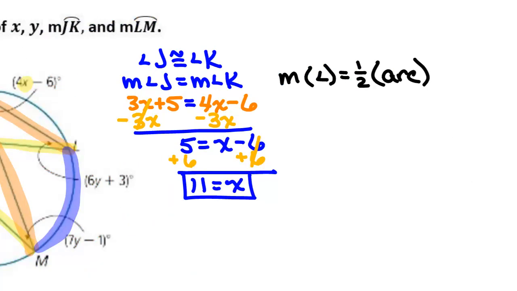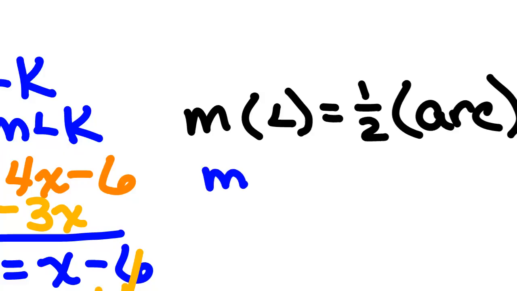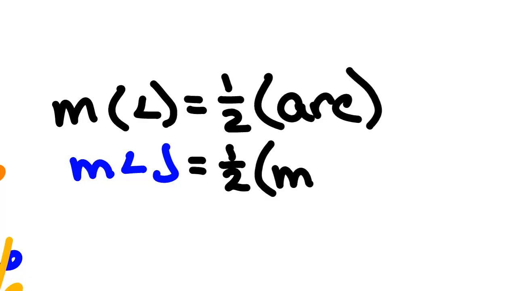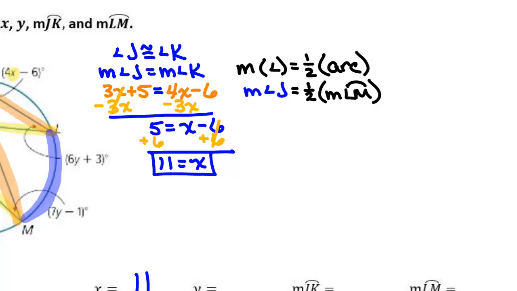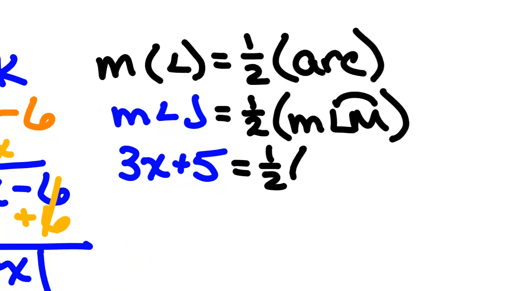Since angles J and K are the same size, it doesn't matter which one I choose. I can choose J or K. So I'm going to do angle J. Angle J is equal to 1/2 times arc LM. Angle J is 3x plus 5 is equal to 1/2 of the measurement of arc LM.